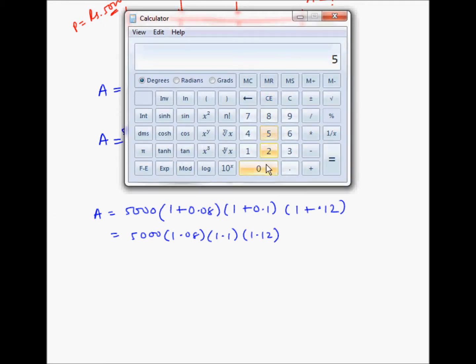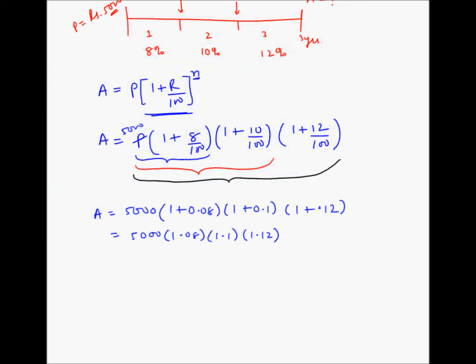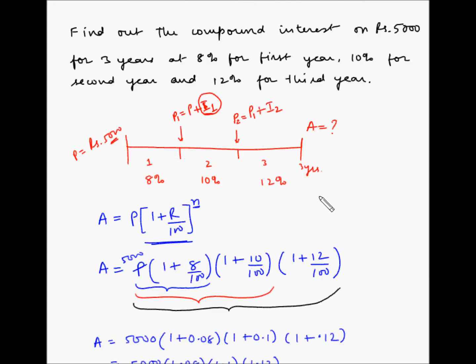So 5,000 multiplied by 1.08 multiplied by 1.1 multiplied by 1.12. So 6652.8. So the amount is 6652.8 rupees at the end of 3 years.